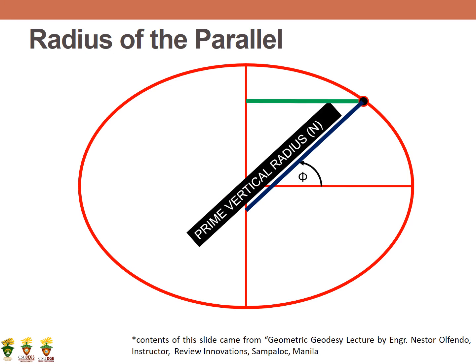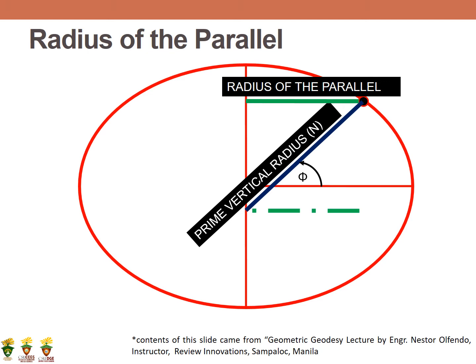So si radius of the parallel, from our discussion atong na-introduce ko na ganina sa previous slide. So the radius of the parallel is from the point of the location kung asa ka, then directly towards the z-axis. So kani siya nga naka-green. So that's the radius of the parallel. So that is denoted as a small letter p.